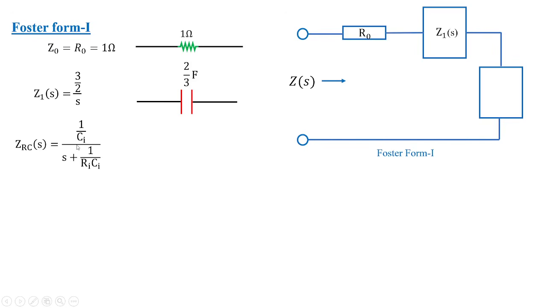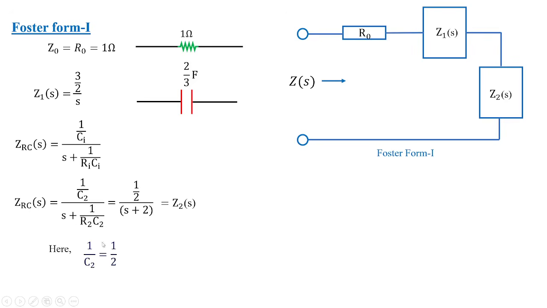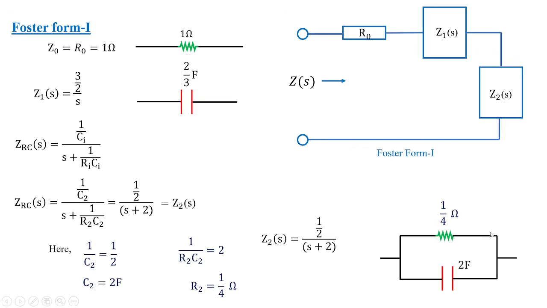And the parallel RC combination can be obtained by the formula Z RC of s, which is nothing but Z2 of s, given by 1 by C2 divided by s plus 1 by R2 C2. Now with this, you can easily identify the like terms, that is C2 is equal to 2 farad and R2 equal to 1 by 4 ohms. Now you can substitute the given parameters in the value of Z2 of s. We get the impedance function of the parallel combination of the RC network as 1 by 4 ohms in parallel with 2 farads.